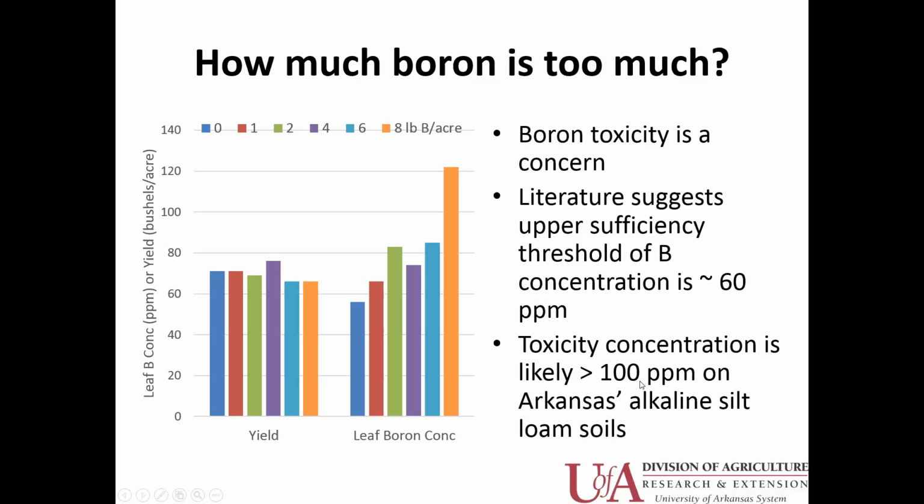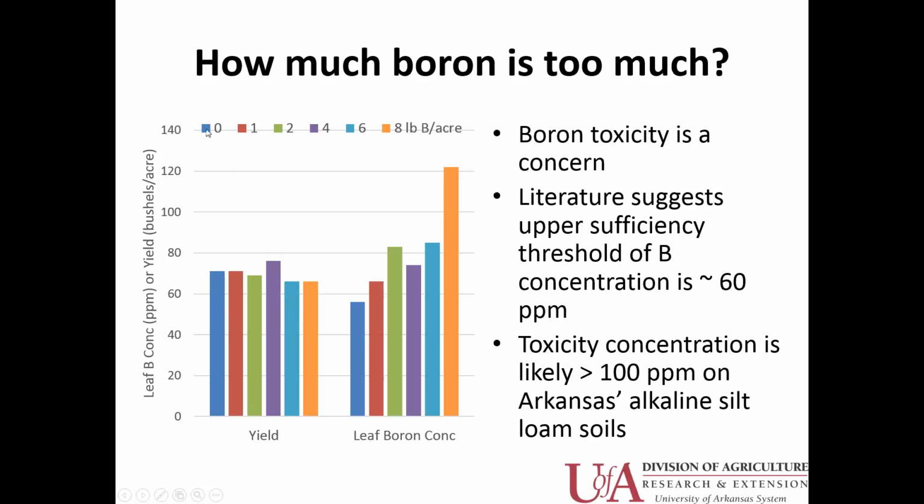The picture that you saw on the previous slide was in the 200 to 350 parts per million range before we started seeing those type of symptoms from the field. In this research, you see this is soybean yield on the left-hand side of this figure.